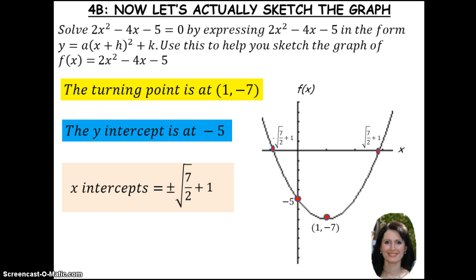Be careful when you put those in. In this case, root 7 over 2 is less than 1. So when we add 1 on, we're still in the negative zone of the x-axis. Sometimes you might not be. You might have a negative root and then add something that actually takes it into the positive zone. Watch out for that. And of course I write the equation of my graph onto the graph there. And that's it. That's exercise 4B complete.